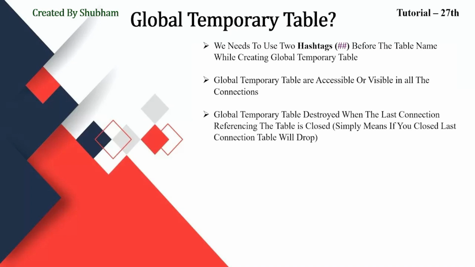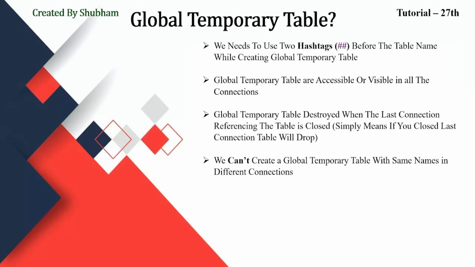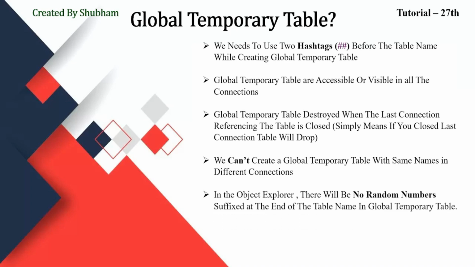Global temporary table is destroyed when the last connection referencing the table is closed. It simply means if you close the last connection, the table will drop. Don't worry, guys, we will see this with the practical. We can't create global temporary tables with the same names in different connections. Basically, a local table you can create with the same name in different connections, but a global table you can't. And the last point says, guys, in the object explorer, there will be no random number generated. And now let's create a global temporary table in SQL.